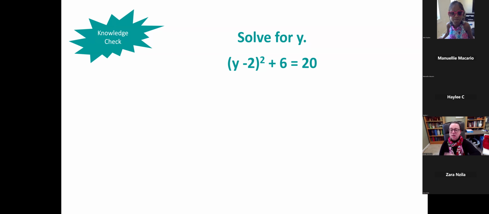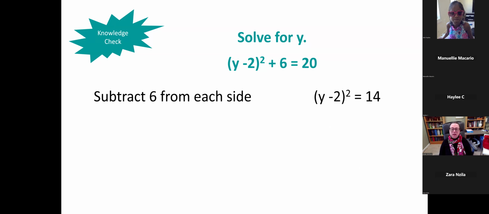So again, we want to start as far away from the y as possible. So we're going to start with that +6 and get rid of that, get that onto the other side. So we're going to do the opposite of +6ing, which is -6ing. So we'll do that first. All right, and we're left with y minus 2, and then that whole thing is squared. We can't do anything with that y that's inside the parentheses until we get rid of the things on the outside. So we get rid of that squared.